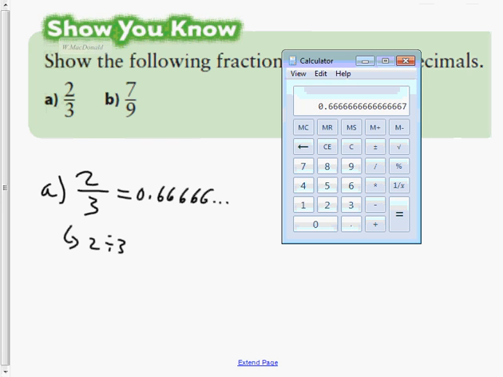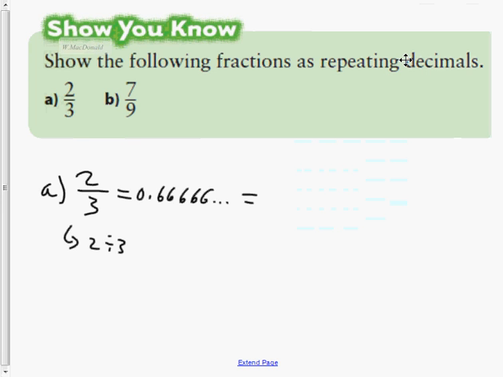And when we have that, we can show it a special way in mathematics. We can use what's called bar notation. And what we do is we put a bar above the part that repeats to infinity. So in this case, the 6 is repeating to infinity. So I simply put a bar above it, and that means that that is the answer.